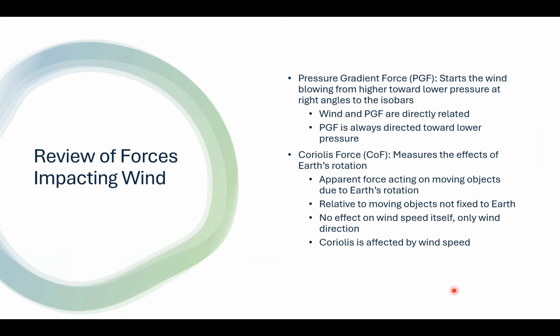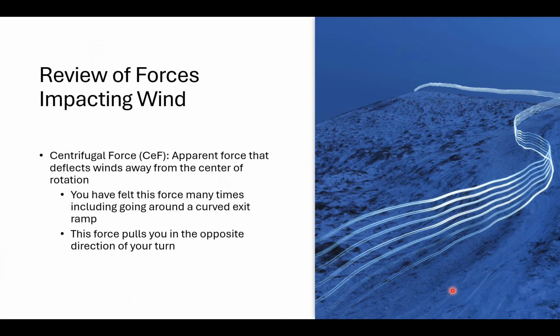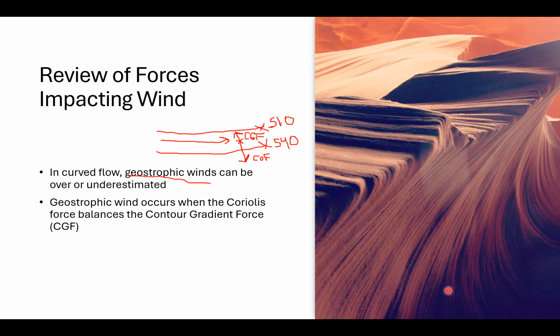We reviewed the forces impacting the winds, from pressure gradient force at the surface, contour gradient force aloft, above the surface, above the effects of friction. Coriolis force, remember, turns all objects to the right of their intended path of motion in the northern hemisphere. So we're talking about air parcels, that would be an example. Centrifugal force is always going to act and deflect winds away from the center of rotation. You've probably felt this going through a sharp turn in a car. You feel that pull outward away from the center of the curve.